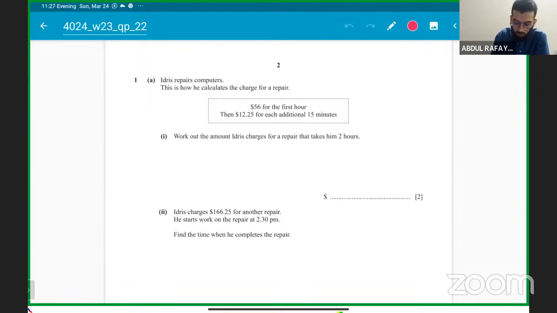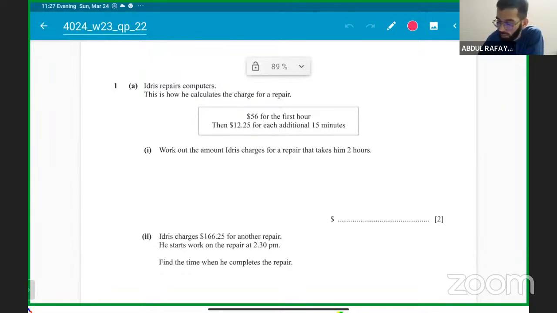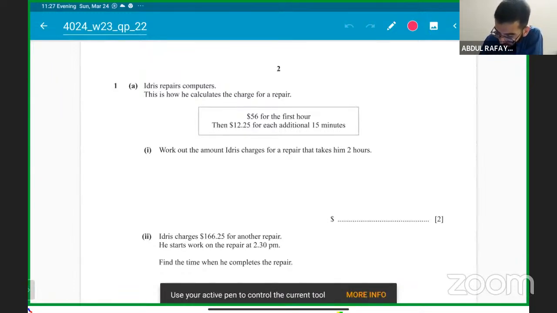Everyone can hear me. So we are going to solve today October-November 2023 paper for the 4024 O-Levels Accounting, Paper 2, Variant 2, where calculator is 100% allowed. Okay, so let me write it down.